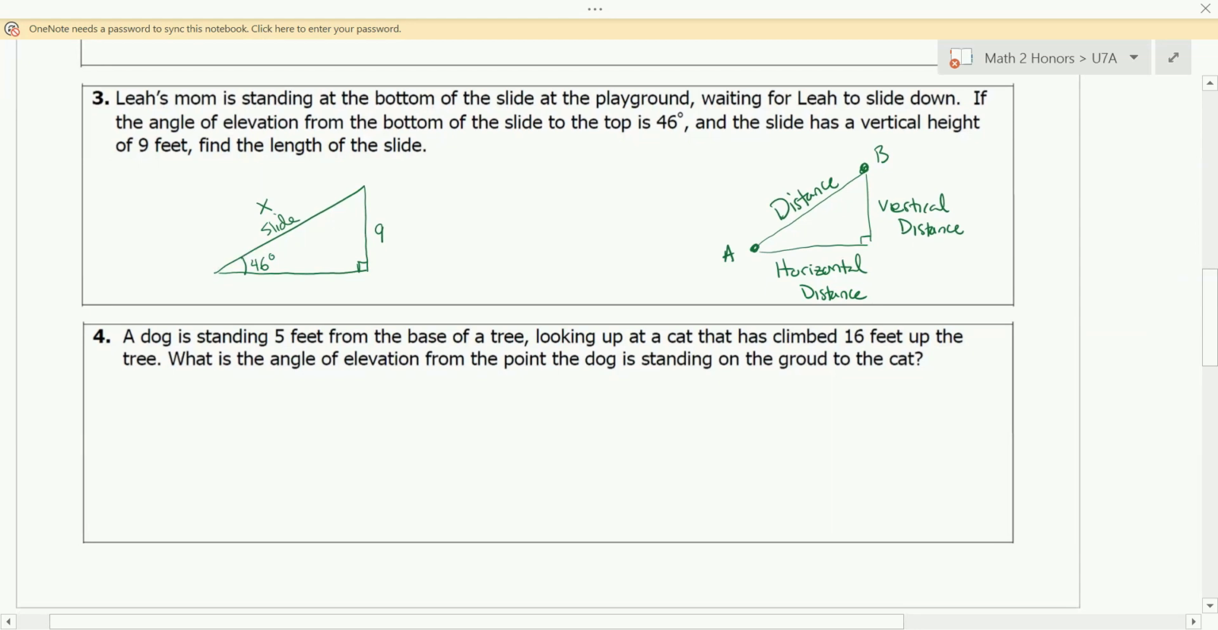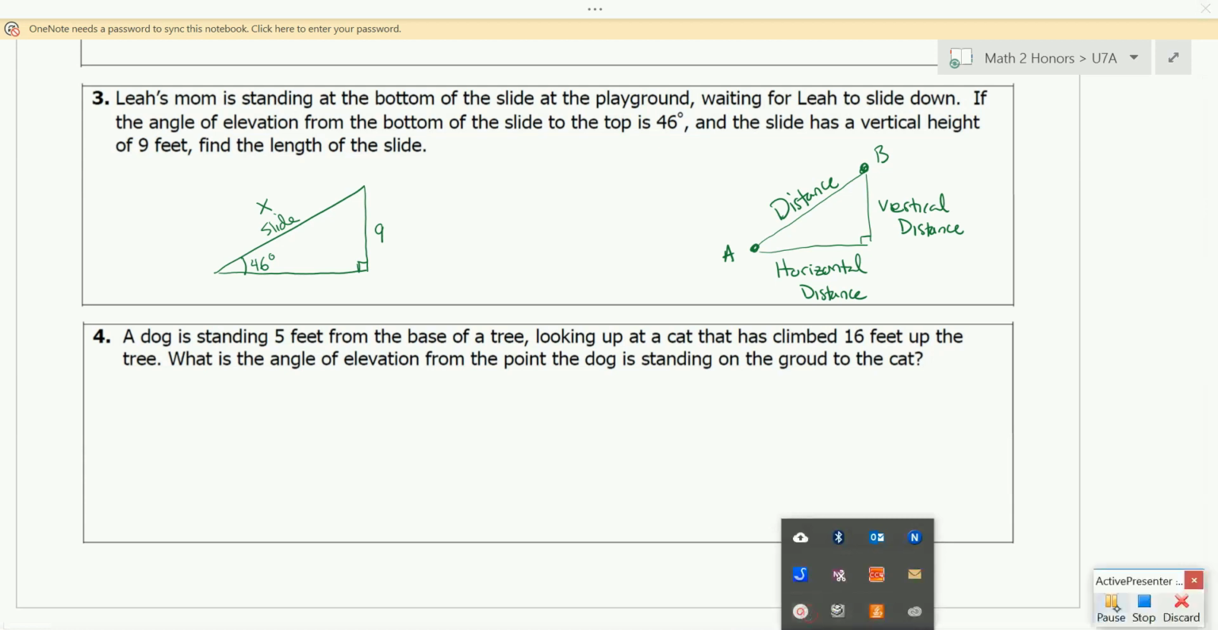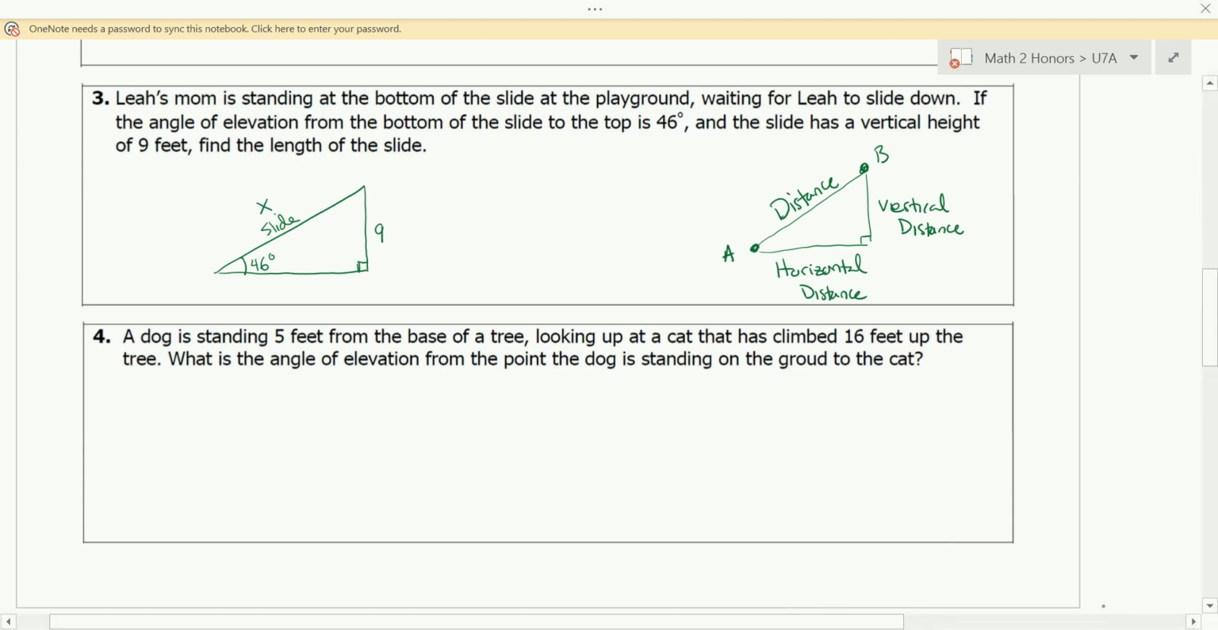Read it, draw a diagram. So a dog is standing 5 feet from the base of a tree. So here's your dog, here's the base of the tree. It's your 5 feet. Looking up at a cat that climbed up the tree. So okay, here's your cat, and the dog's looking at that cat. So here's your angle of elevation. The cat climbed up 16 feet, and we're looking for that angle of elevation, x. So that's the picture we're starting with. We got our 90-degree angle here.